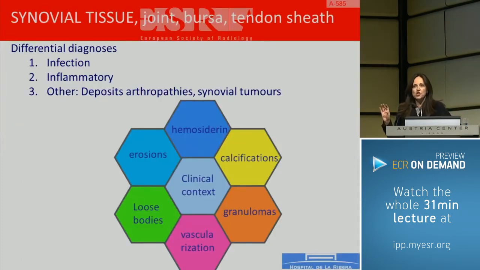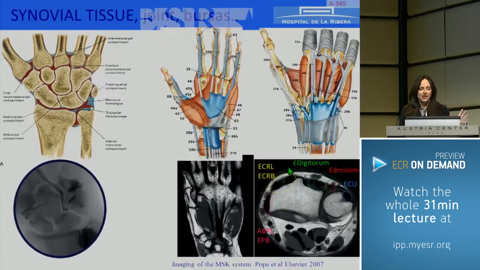So we are going to start very briefly with when it's located in the synovial tissue, in the joint, in the bursas, or in the tendon sheaths. And the differential diagnosis is very wide, and depending on the radiological features and the clinical context, we are going to be able to make the diagnosis. So first of all, you have to remember that the wrist is divided into closed compartments, and they are divided and closed by some small ligaments or fibrocartilage. When this is broken, we have communication between all the compartments.